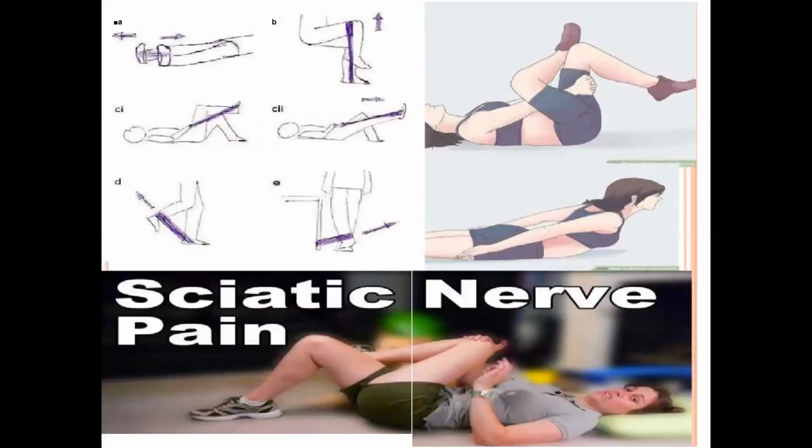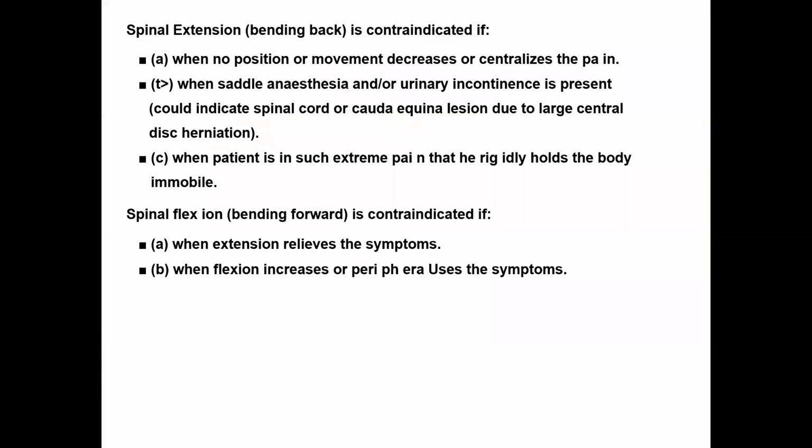Now here comes the sciatic nerve pain, which includes spinal extension. Bending back is contraindicated when no position or movement decreases or controls the pain. When saddle anesthesia and urinary incontinence is present, it could indicate spinal cord or cauda equina lesion due to large central disc herniation. This is when patient is in such extreme pain that he rigidly holds the body immobile.